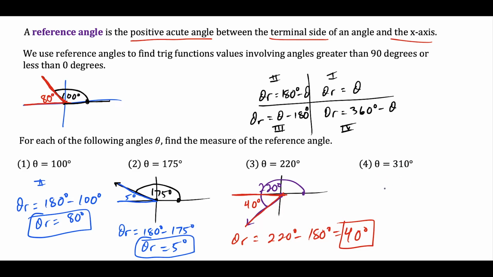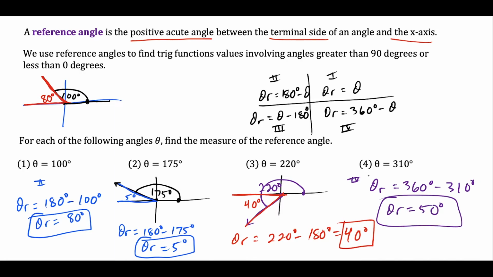So let's say for the fourth example, we only want to use the formula. Well, then the reference angle, we would use the formula in quadrant 4 since 310 degrees lands in quadrant 4. And the reference angle here would be 360 degrees minus the angle from standard position, which is 310 degrees. So our reference angle would be 50 degrees. So this would be our solution to the fourth one.